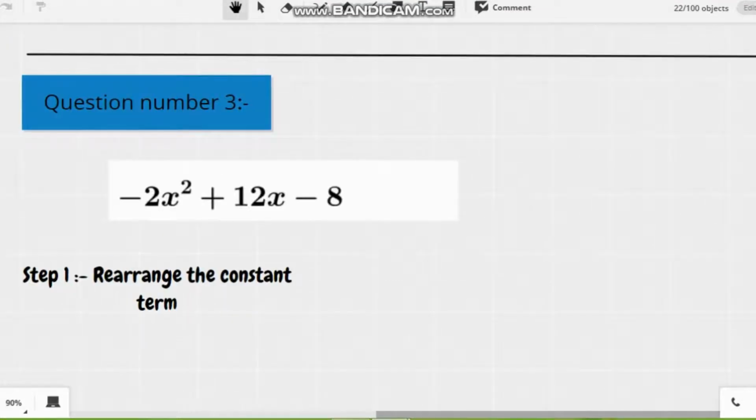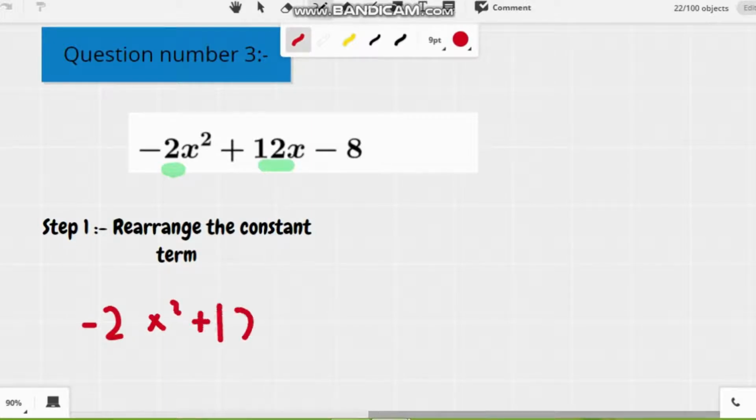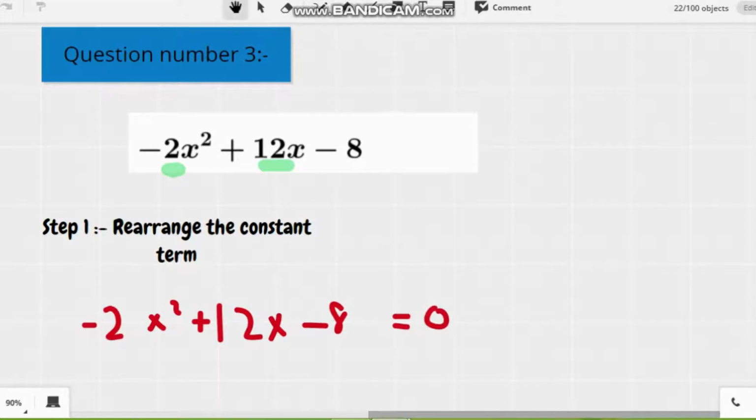Now we look at question number 3. You can see that here the a value is more than 1 and it's negative, and here it's an even number. So we will do the same thing. First step is to rearrange the constant terms. So we will write the equation here, minus 2x square plus 12x minus 8. It's just a simple equation, it is written here. We can just assume it equals 0, and then we can move the constant term.